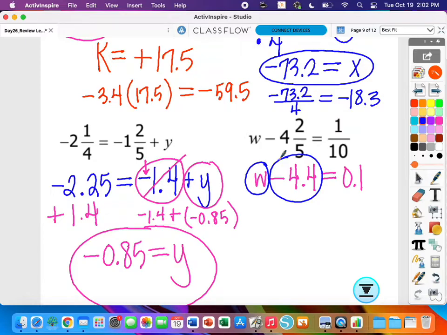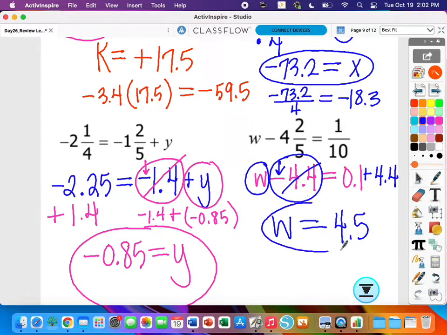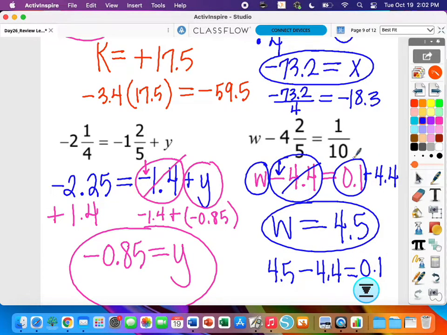What am I doing in my problem? I am subtracting. So how do I solve it? I will add 4.4. W is going to equal 0.1 plus 4.4, and that's going to give me 4.5. Now I'm going to double check this answer. Put it in for W, 4.5 minus 4.4, and in my calculator I have 0.1, which is what we started with as a total in the first place. Okay? So, inverse operation. You should be doing one step to solve these equations.